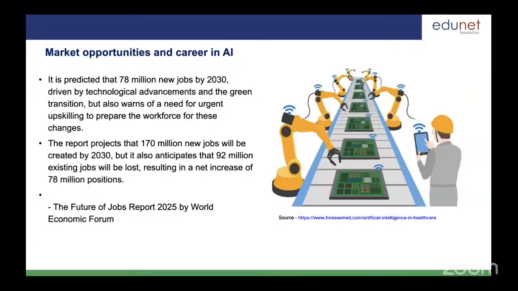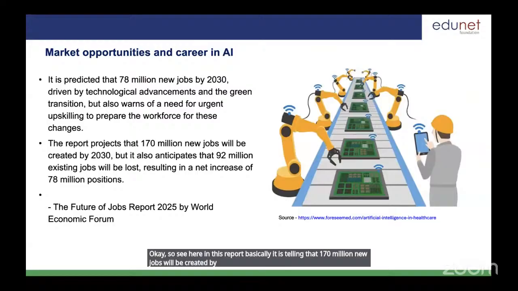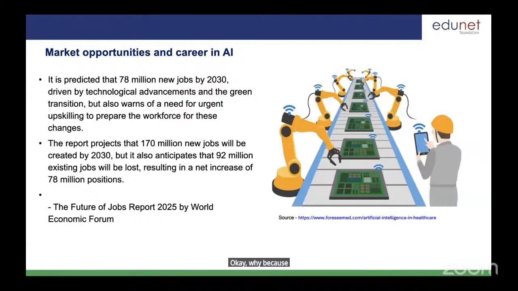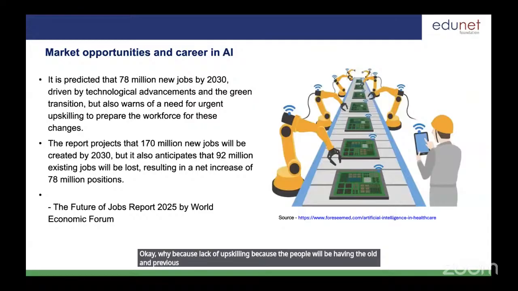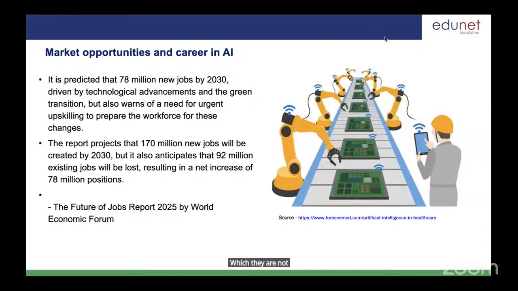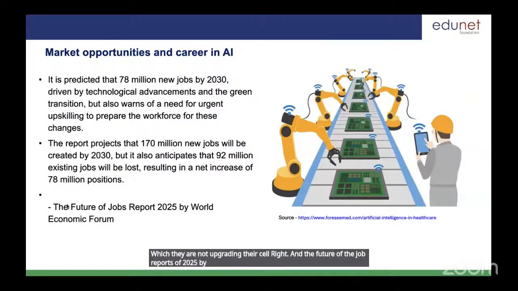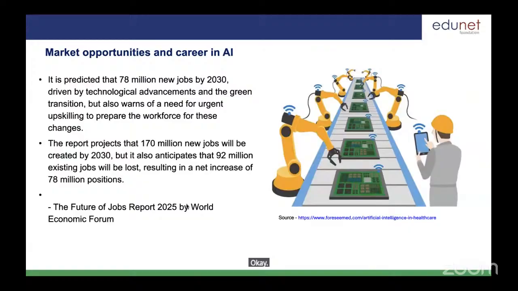So see here, in this report, basically, it is telling that 170 million new jobs will be created by 2030, but it is also anticipated that 92 million existing jobs will be lost. Why? Because of lack of upskilling, because people will have the old and previous skilled technology, which they are not upgrading, right? And this is from the Future of Jobs Report 2025 by the World Economic Forum. This is the real statistic.